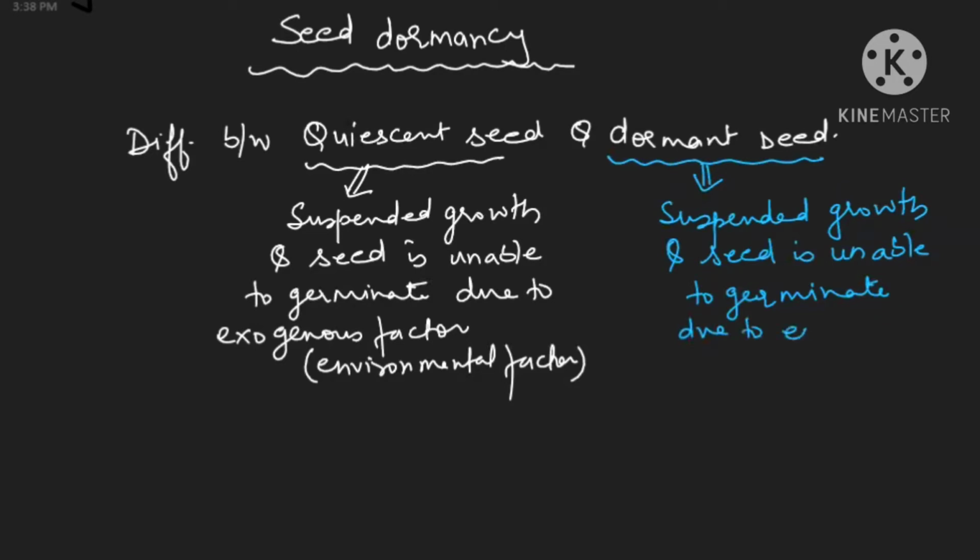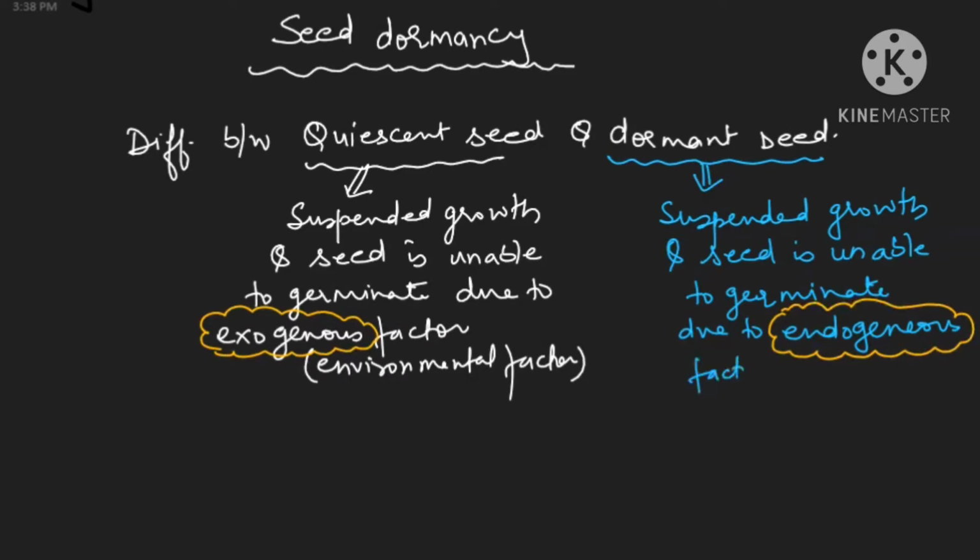Due to an endogenous factor. So first of all, the basic difference is clear. What is the difference between the quiescent seed and the dormant seed? Clear? The quiescent seed is under the control of the exogenous factor and the dormant seed is under the control of the endogenous factor. The endogenous factor can be a metabolic factor, because of some metabolic conditions. Is it clear? So now let us study the reasons for dormancy.